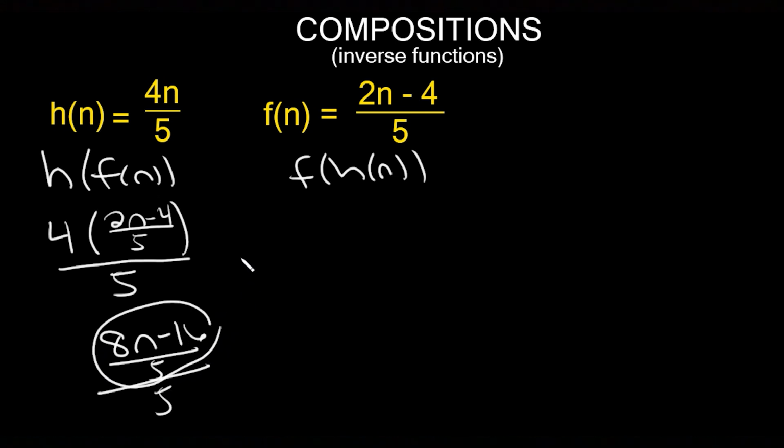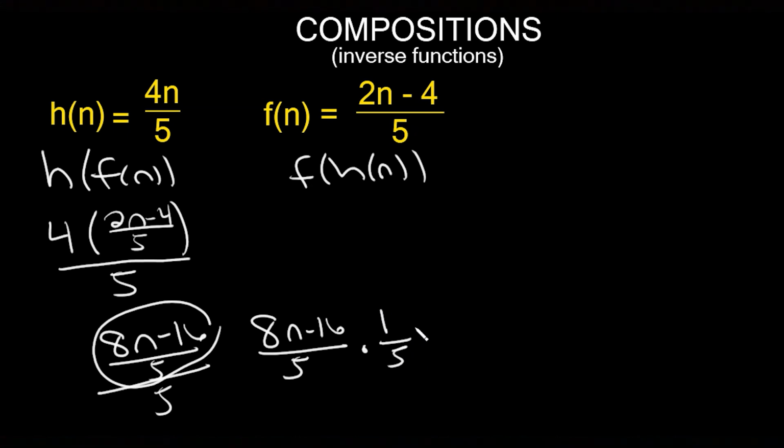So if you think about keep, change, flip, it's going to look the following way. You're going to have 8n minus 16 all over 5. Again, it's division. We're going to switch it to multiplication. And then we're going to flip our next fraction, which is really 5 over 1. It becomes 1 over 5.